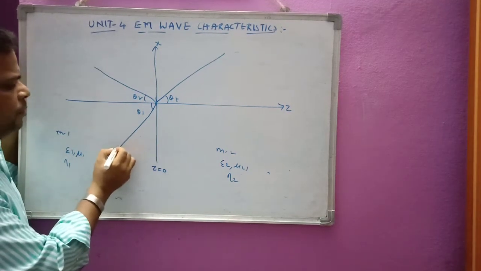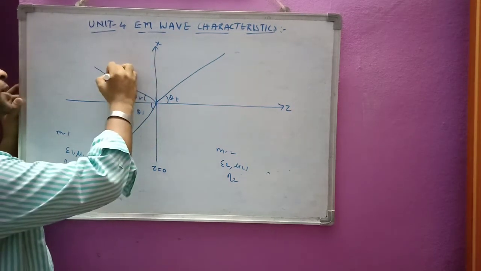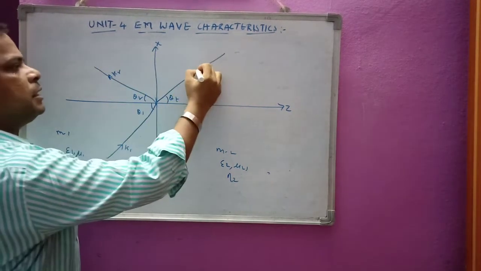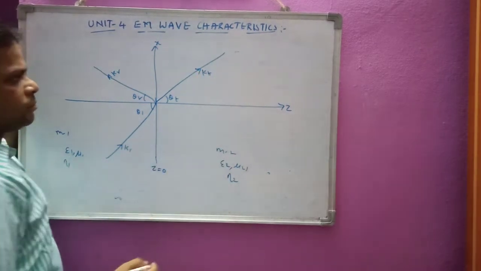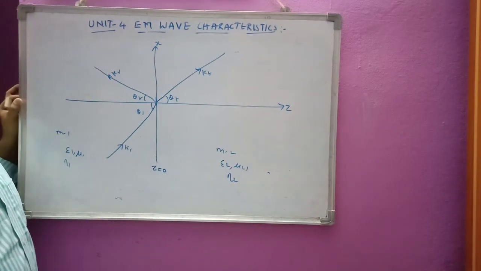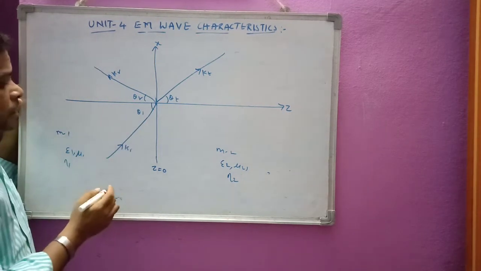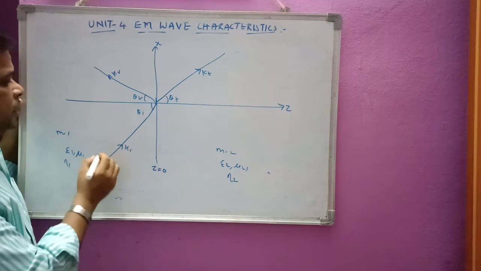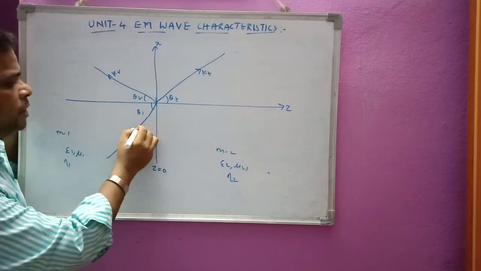So I am having the propagation vector constant as ki in this direction, next kr in this direction, and kt in this direction. Okay, transmitted. Now here we are having medium 1 and medium 2. Now I have to write the propagation vectors here. Now I can write the normal and tangential component of these propagation vectors like this.